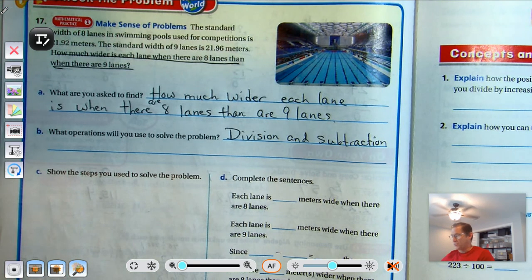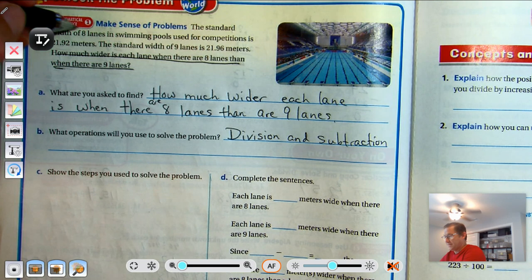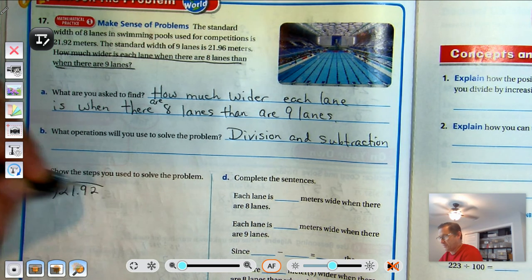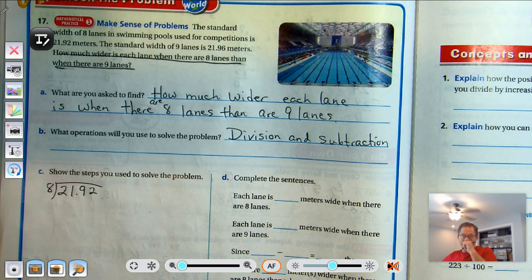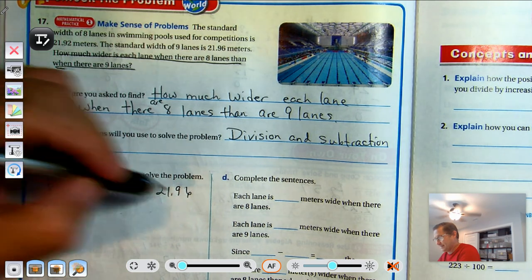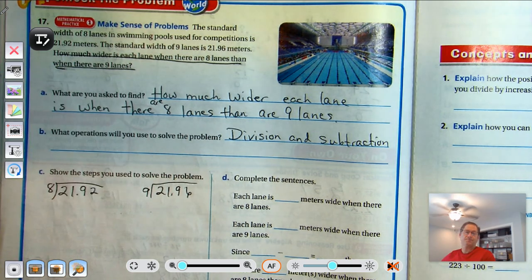So show the steps you use to solve the problem. So let's take the first one, 21 and 92 hundredths meters, and we're going to divide by 8. The other one, we have 21 and 96 hundredths, and we're going to divide by 9.